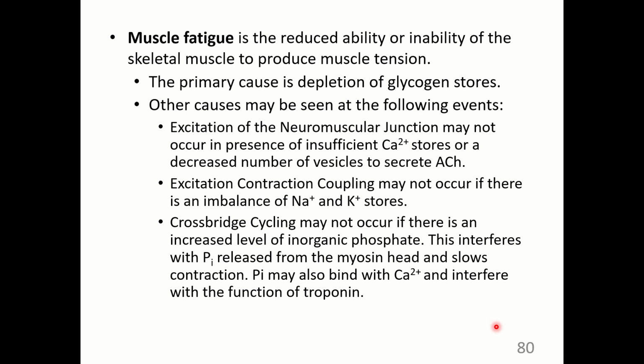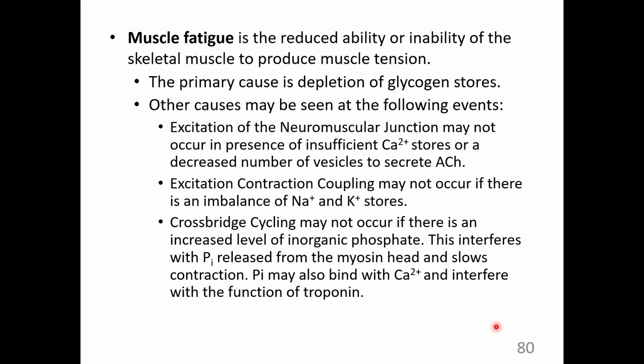Cross-bridge cycling may not occur if there is an increased level of inorganic phosphate. An increased level of inorganic phosphate will interfere with the inorganic phosphate released from the myosin heads, and this will slow contraction. Because remember, when the ADP and the inorganic phosphate is released from the myosin head, that's what causes the myosin head to pivot forward, sliding the actin towards the center of the sarcomere.